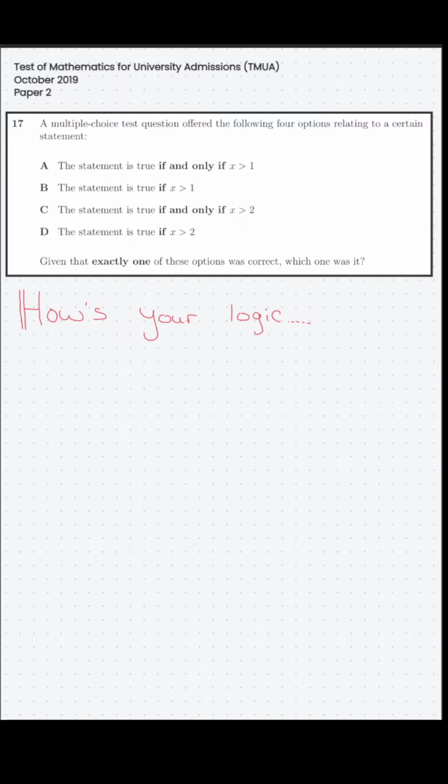Do you know the difference between if and only if? Well, in 2019, on the TMUA Paper 2, candidates were tested on exactly this. We're asked to decide which one of these four statements is true, given that only one of them is true, and exactly one of them is true. So, first let's remind ourselves what if and only if and if mean, in the sense of mathematical logic.